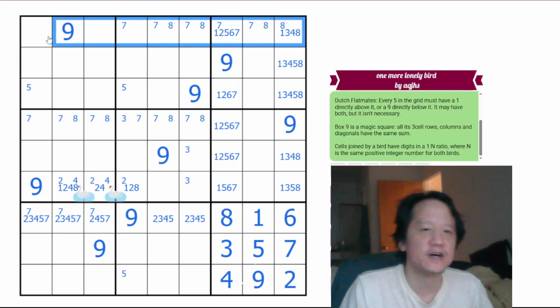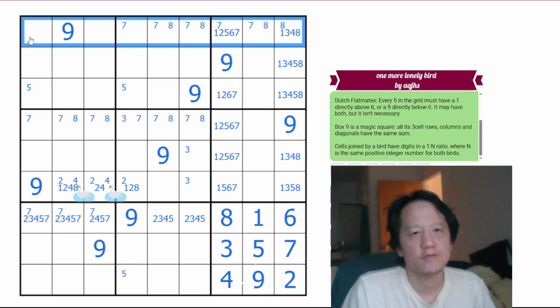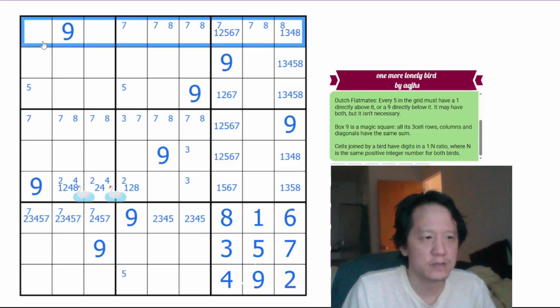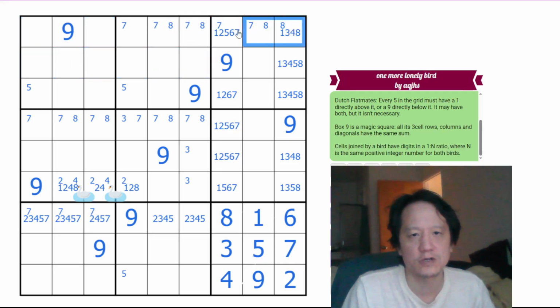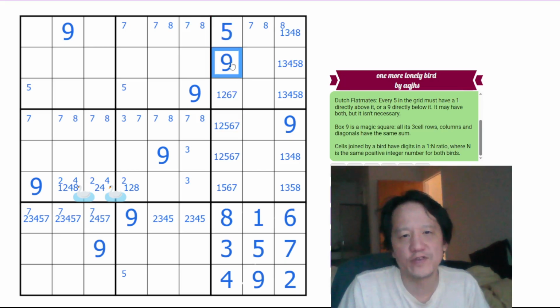Where is the 5 in row 1? The 5 in row 1 necessarily has to have a 9 directly below it, because you can't have a 1 directly above it ever. So none of these work, because 9 can never be below it. None of these work. This must be a 5. So this is 5, which makes this 9. That forces 3 to be here. This can't be 3 anymore.